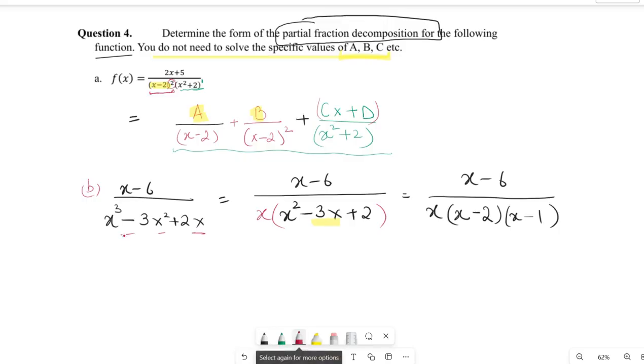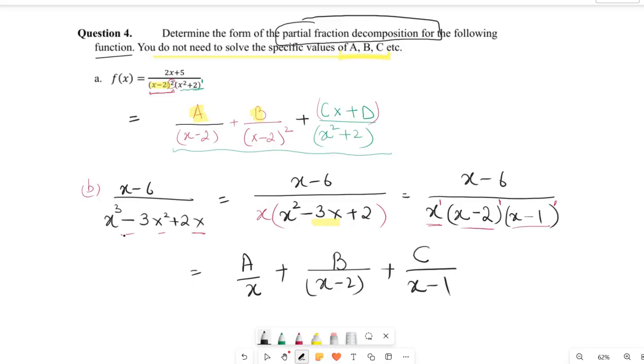Now we notice there are 3 linear factors. Each of them is non-repeating. What non-repeating means is the power is just 1 for each of them. So each of them will have one partial decomposition fraction. So for the first linear factor, it will be A by x, plus for the second linear factor x minus 2, it will have some constant, B, by x minus 2. For the third one, it will be just C by x minus 1.